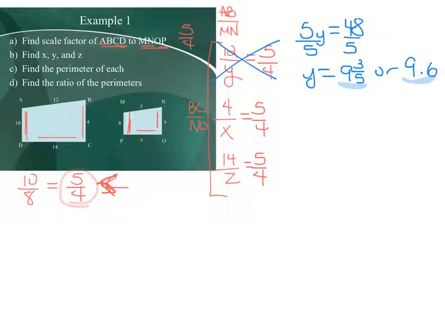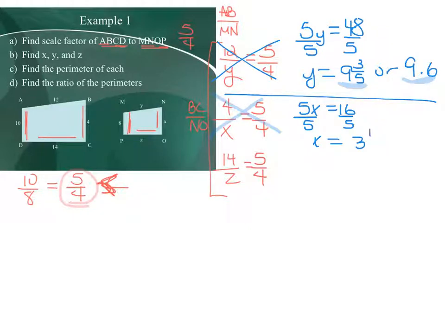Okay, the next proportion will be to find the value of x. Again, cross products. 5 times x, 4 times 4. 5x equals 16. Divide by 5. X equals 3 1/5, or 3.2. Everybody good on making an improper fraction into a mixed number or a decimal? Anybody need me to show you the division on that?